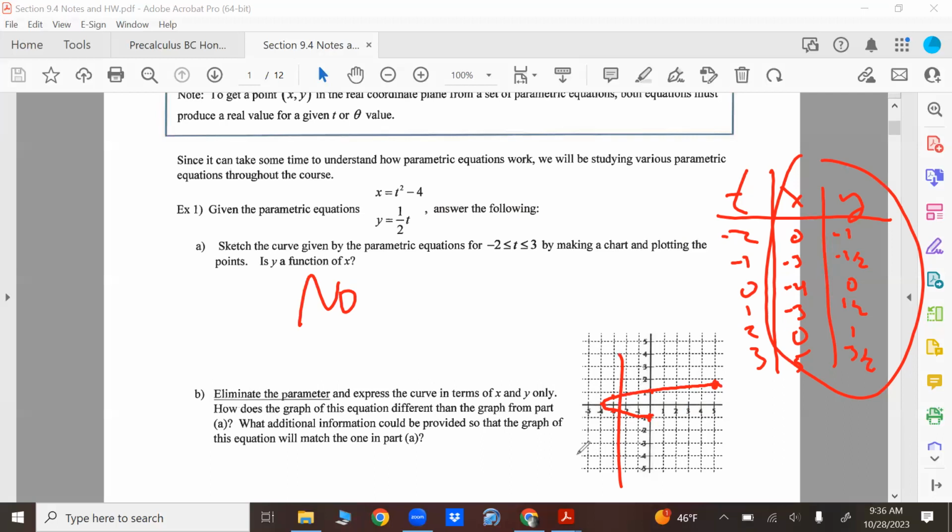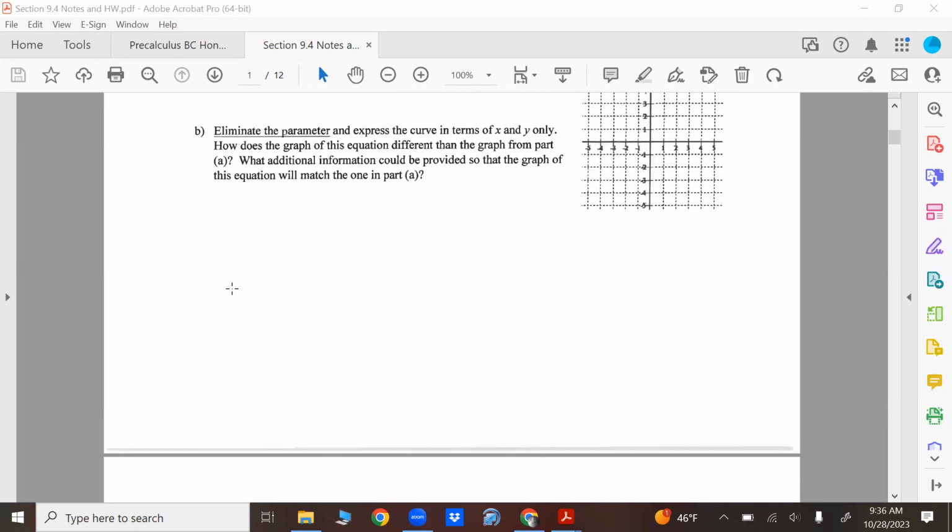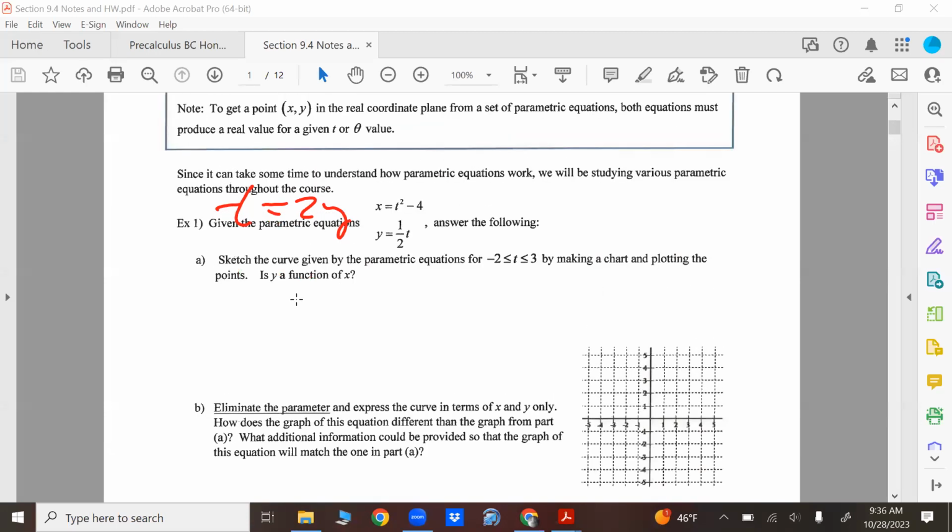Now, because we've talked about conic sections, we expect something that looks like this, right? y minus k squared equals 4p times x minus h, like a sideways parabola. So it's tying closer to what we've been talking about recently. When you have to eliminate the parameter, what you really want to do is substitution. So we can say t equals 2y. And substitute it.